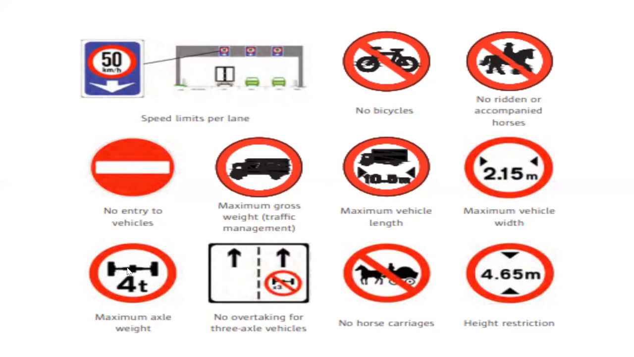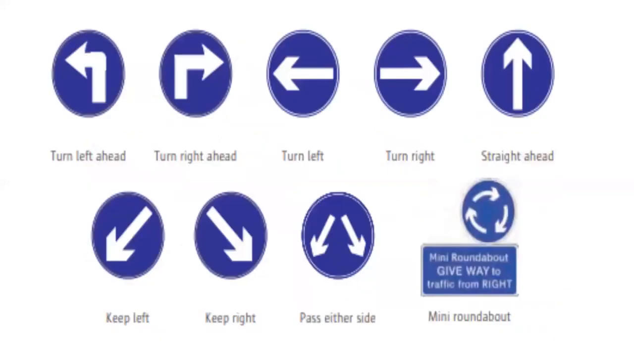The picture of the axles. So this means the maximum axle weight. That'd be more for the trucks. I wouldn't really worry too much about that one or that one. No horses and carriages. And again, arrows from top to bottom, height restrictions. These ones pretty straightforward. Turn left ahead, turn right ahead, turn left, turn right, straight ahead. This one here, keep left or keep right. Pass either side.